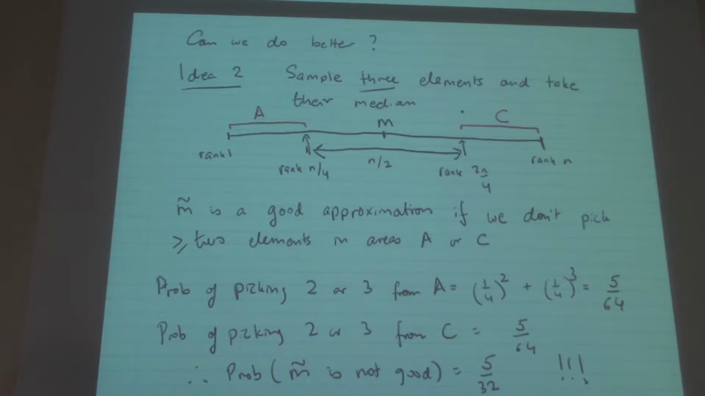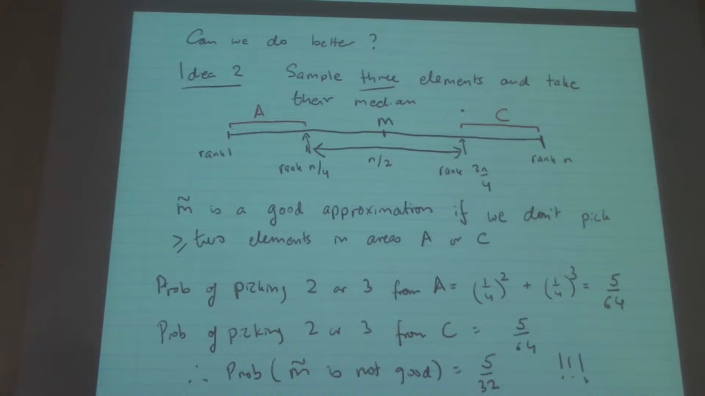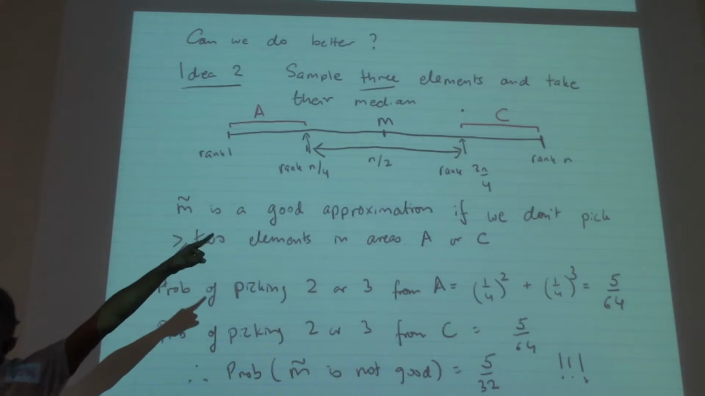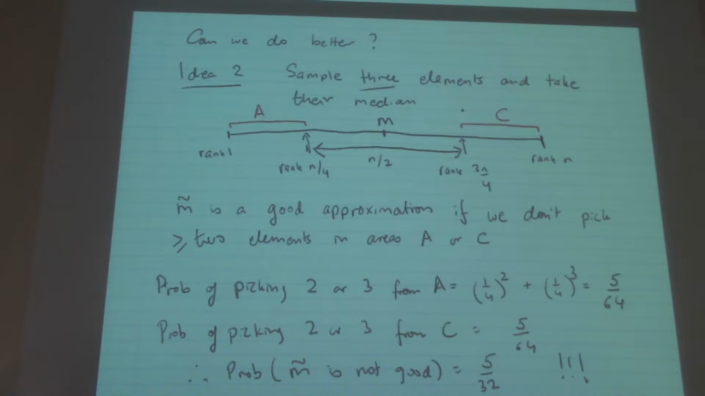When do we get a bad answer? So let's think carefully about this. Let's define the regions where bad things can happen. First of all, there is the A region, which are things on one side, and the C region, which are things on the other side. The claim that drives this algorithm's analysis is the sentence right here. As long as you do not pick two elements in A or two elements in C, you're fine.